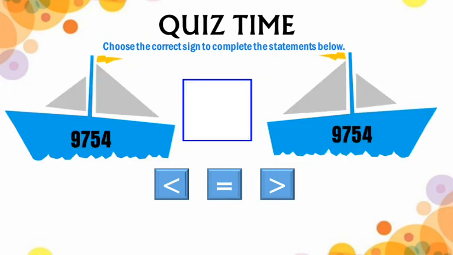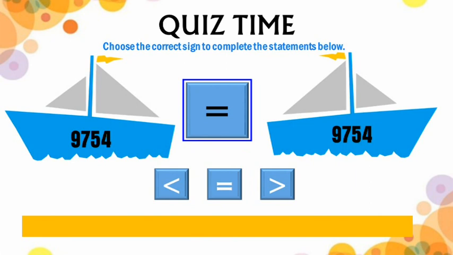This time it's two boats. Two boats have passengers on them. What will happen now? Which sign will it be based on how many passengers are on each side? Is it greater than, less than, or equal? Yes, the answer is equal.